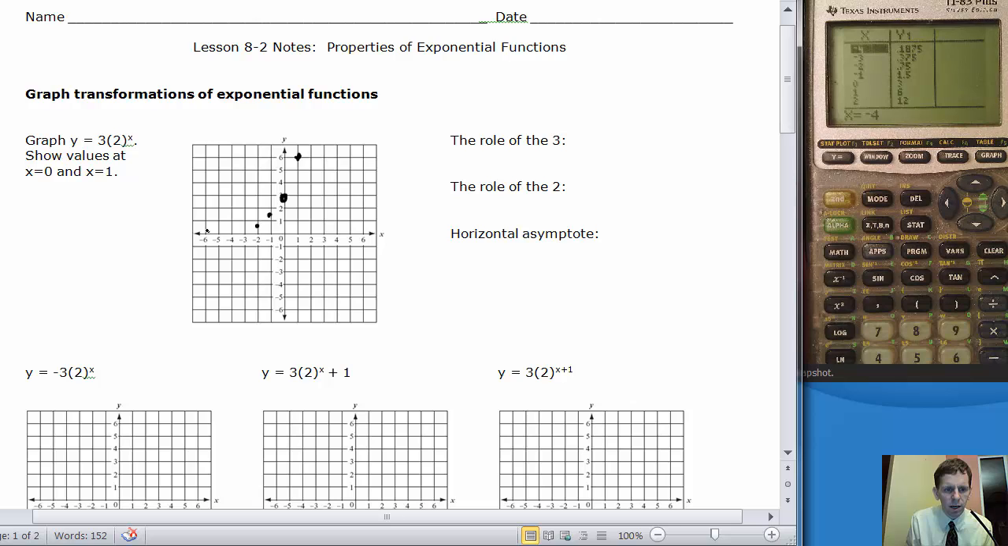This graph is going to hug this x-axis, and eventually it's going to come up through these values and then move upward forever and ever in this direction. It will continue to move to the left in this direction, but it will never cross the x-axis.